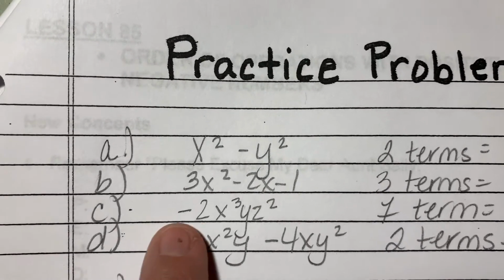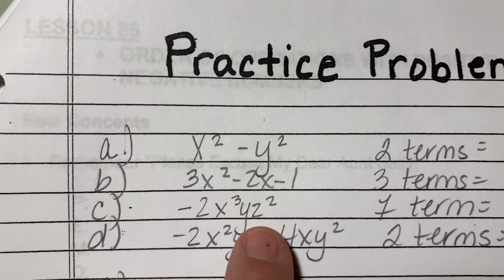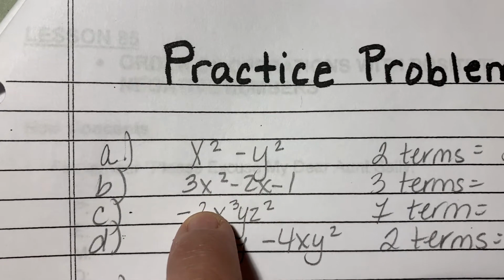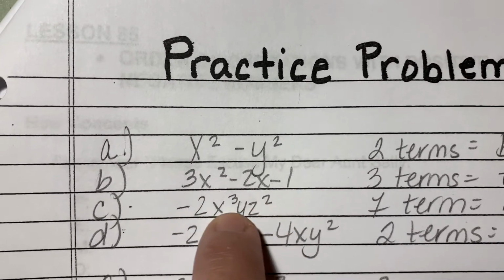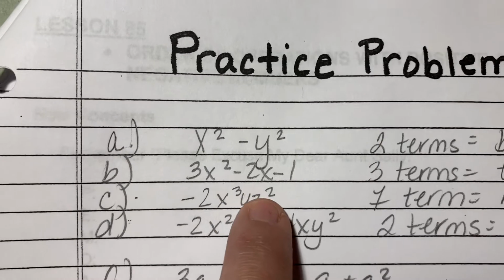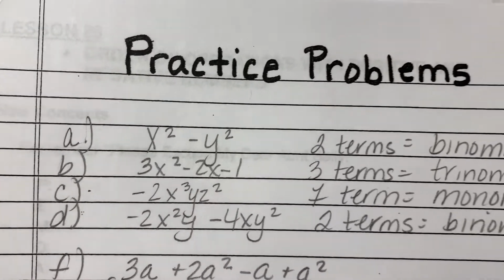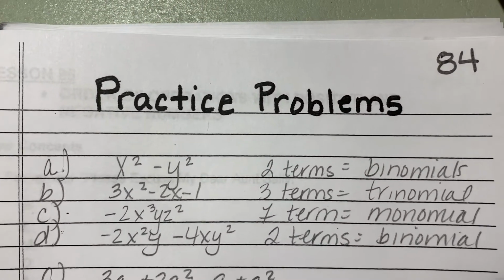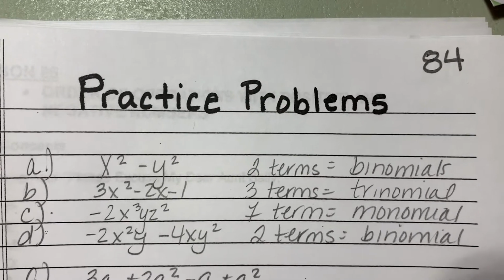This one is a little tricky because it has more than 1 variable, but guess what? There's no symbol dividing one group from another, so it counts as all 1 term. Okay, and so you should have come up with binomial, trinomial, monomial, and binomial.